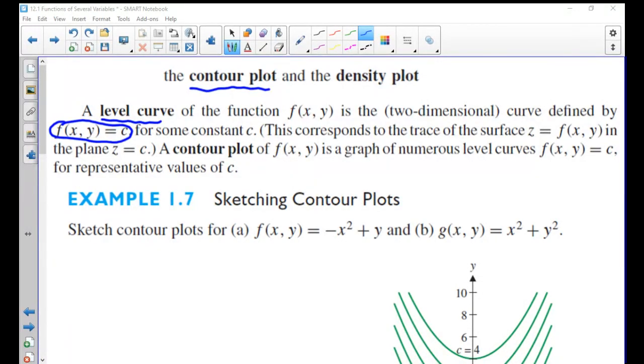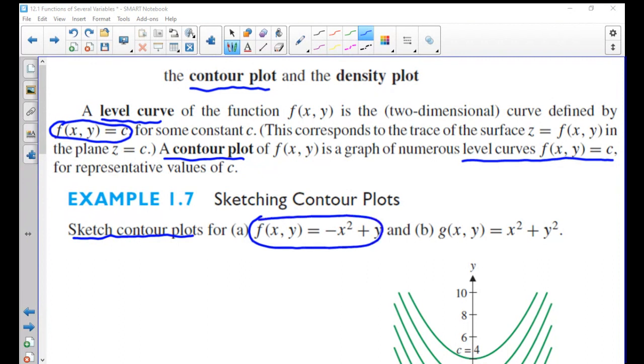So sketch some, and a contour plot is various level curves. Okay. So if you want to sketch a contour plot of a certain function like this, then you need to sketch maybe 3, 4 level curves. And what are the level curves?